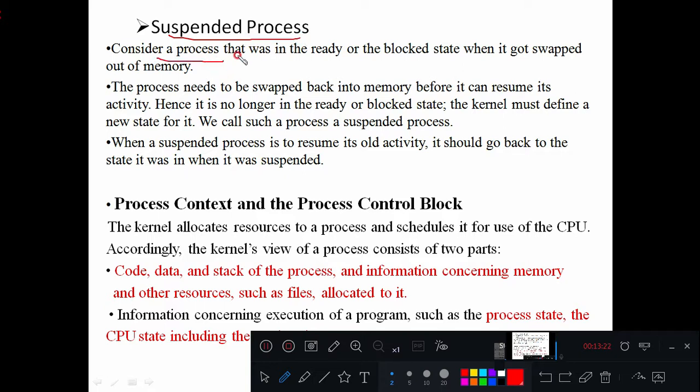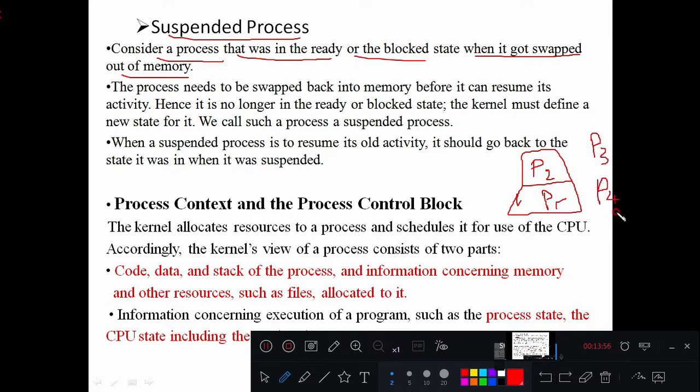Consider a process that was in a ready state, or a blocked state, when it got swapped out of the memory. When the suspending of these processes occurs, let us say the operating system has a certain limited memory, which can accommodate only two processes. In such a case, if one more process comes, or two more processes come, then what happens?